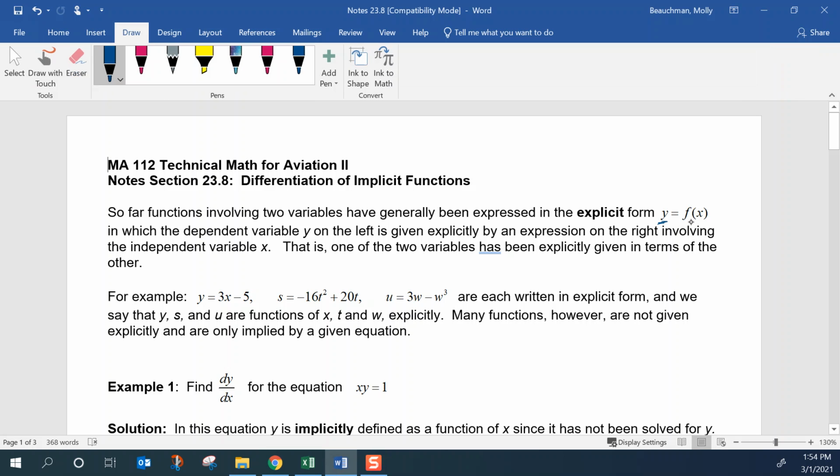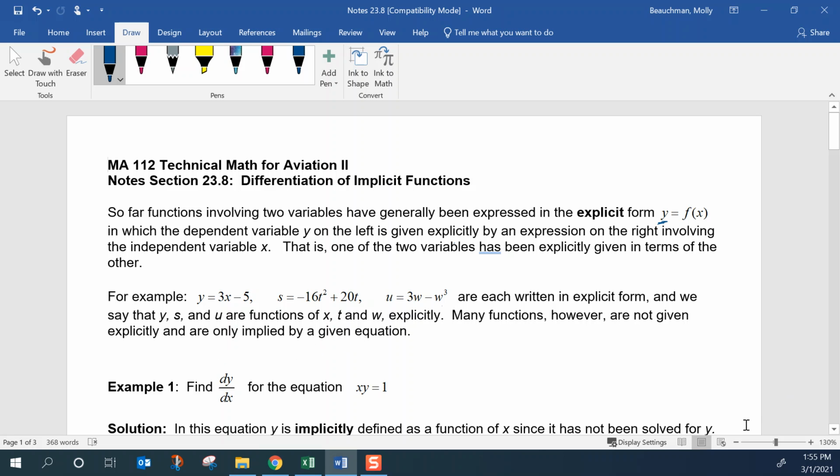Y is equal to some function of x, in which the dependent variable y on the left is given explicitly by the expression on the right involving the independent variable x. That is, one of the two variables has been explicitly given in terms of the other. For example, y equals 3x minus 5, s equals negative 16t squared plus 20t, or u is equal to 3w minus w to the third. They're each written in explicit form, and we say that y, s, and u are functions of x, t, and w. Many functions, however, are not given explicitly and are only implied by a given equation.